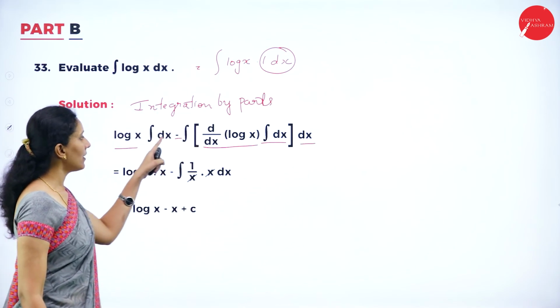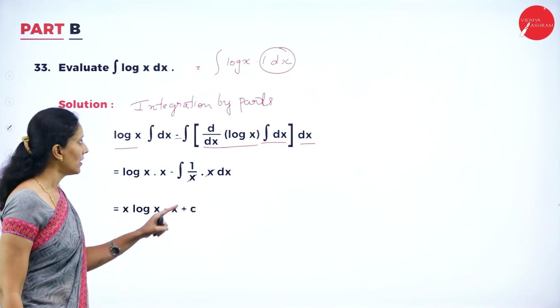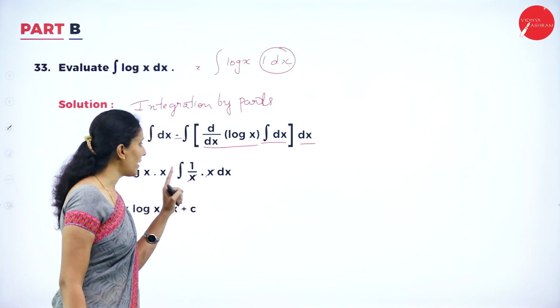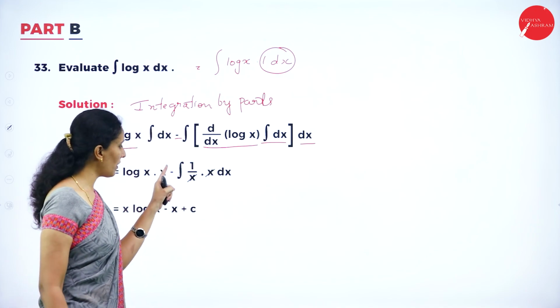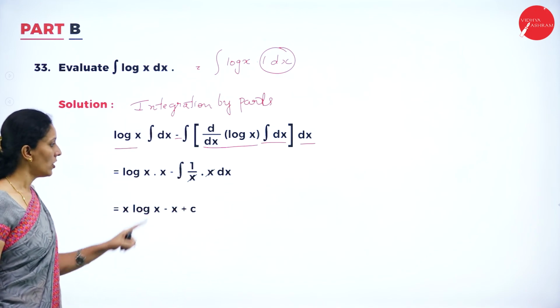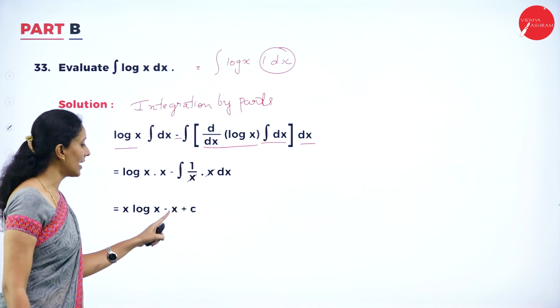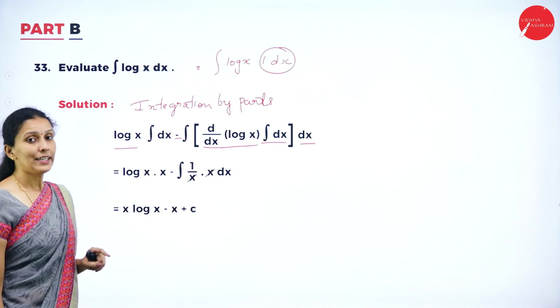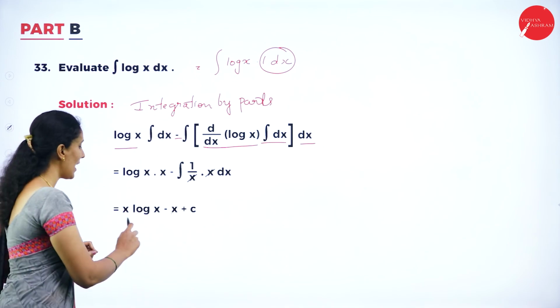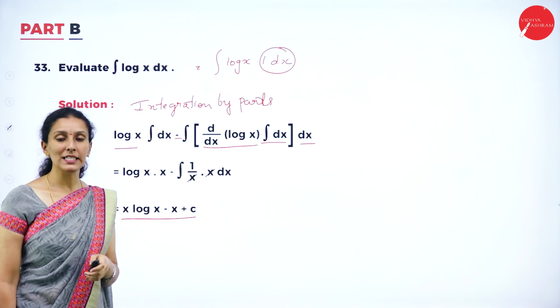So here integral of dx is nothing but x, derivative of log x is 1 by x, integral of dx is x. So x gets cancelled, so we will get integral of dx again. So again integral of dx is x plus integration constant. Hence the integral of log x dx is x log x minus x plus c.